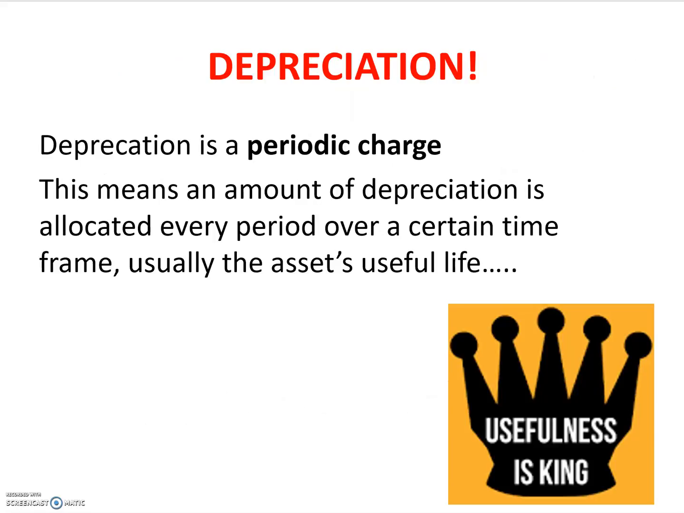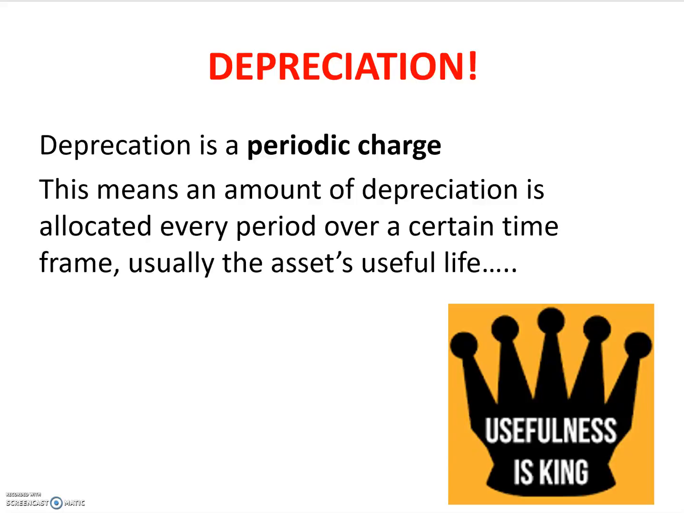So something to realize is depreciation is a periodic charge. So this means that we only apply or process depreciation periodically, usually once a year. So a certain amount is allocated every year, and there's a couple of different ways you work out how much that amount is, and it's over what is called the asset's useful life.